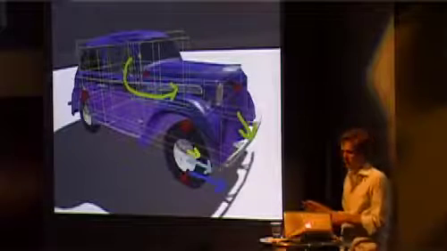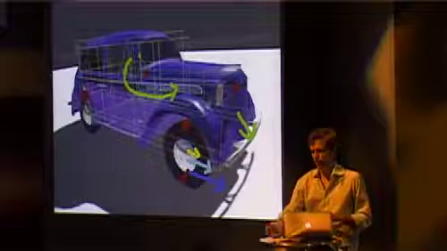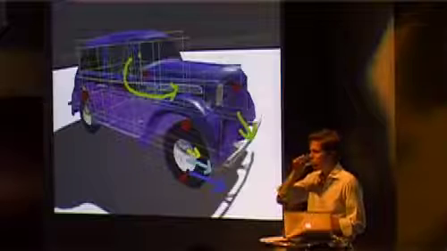Are there any questions on how we've modeled vehicle physics? Yes?